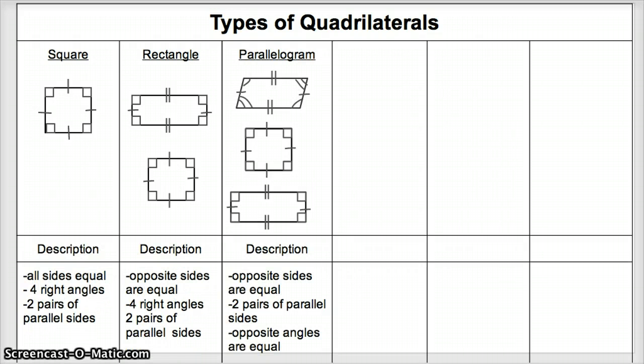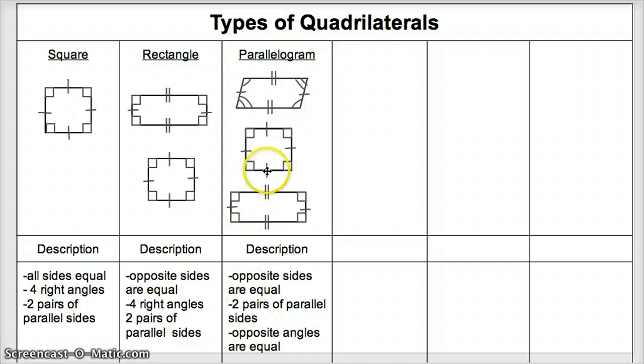Next one is a parallelogram. Usually it looks kind of slanted. So it's kind of slanted here and here. Those are slanted sides, like a slanted rectangle. The description of that is opposite sides are equal. So as you can tell, the 2 lines are 2 lines. Those sides are equal, and those sides are equal. 2 pairs of parallel sides, again, that's why it's called a parallelogram.